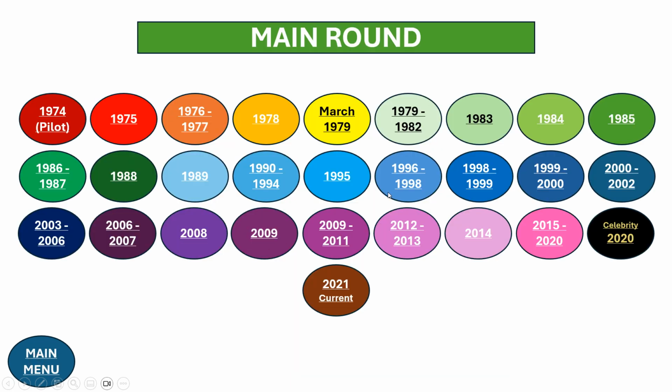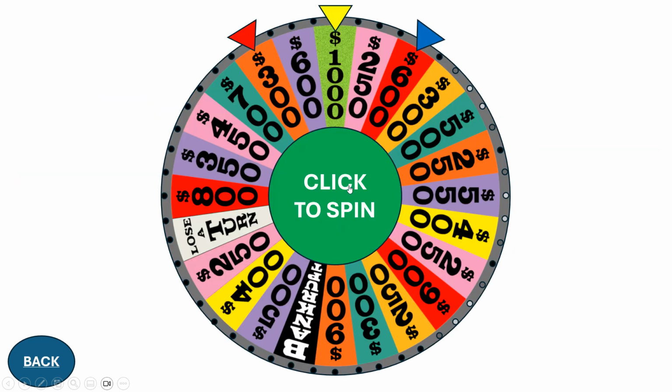Now let's move on to 1996 to 1998. This time in those years, the lose a turn space is now changed to white instead of yellow. And we have new colors.